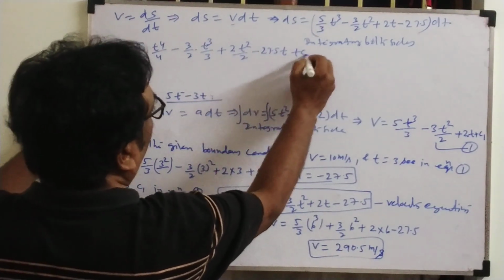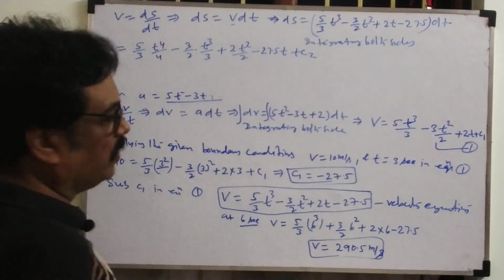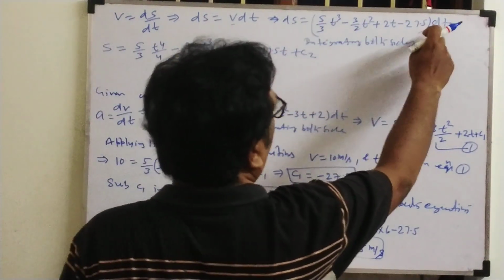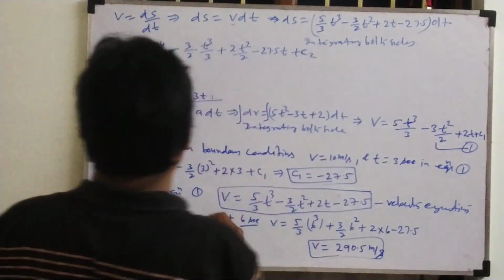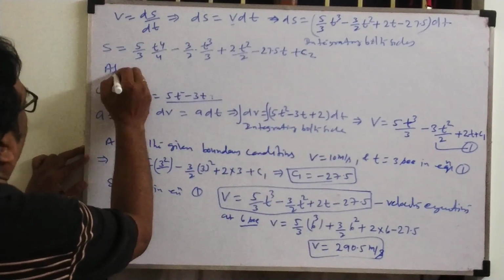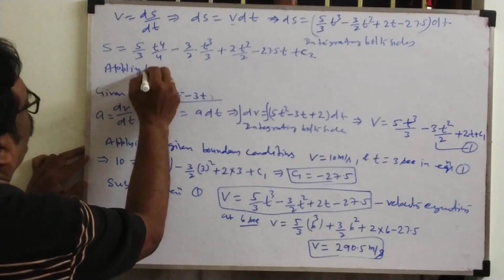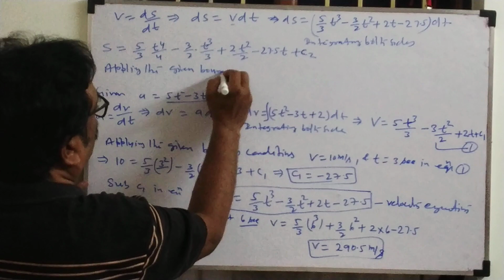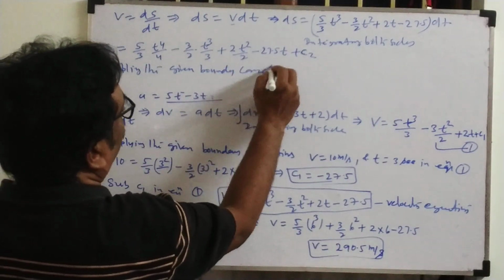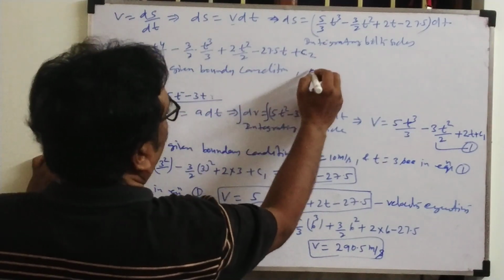So t. Now another constant c2, because this is called indefinite integration. So we integrated, we got another constant. Then applying the boundary conditions here. Now again applying the given boundary conditions. So what is the given boundary condition?